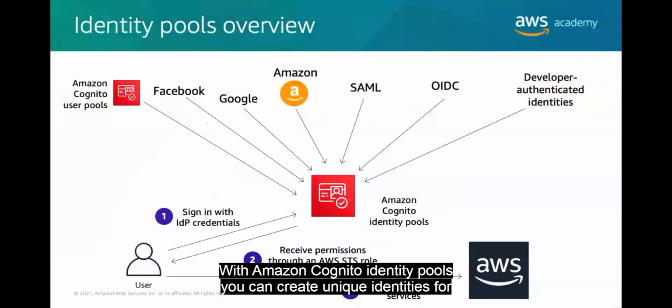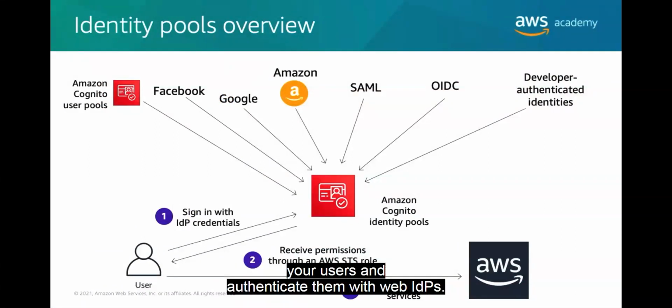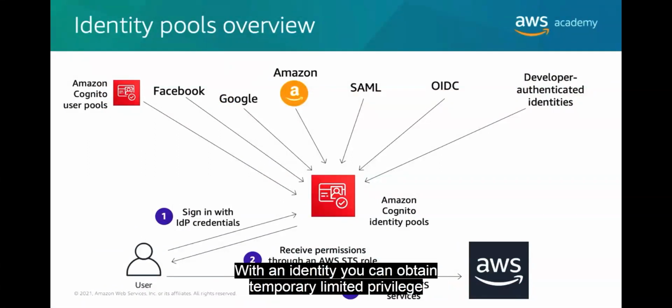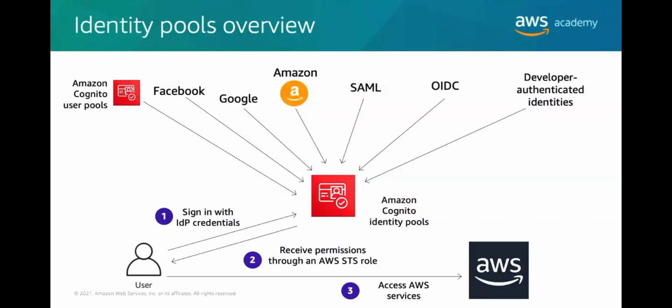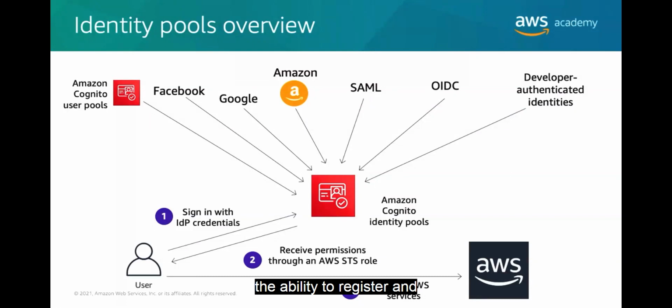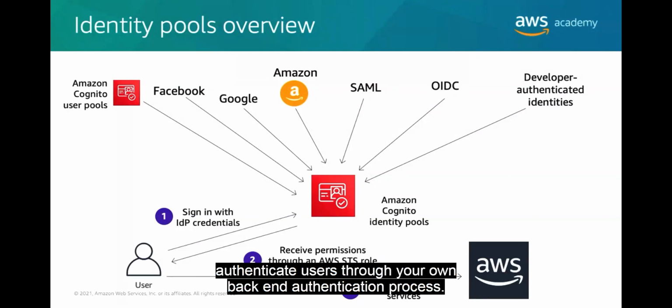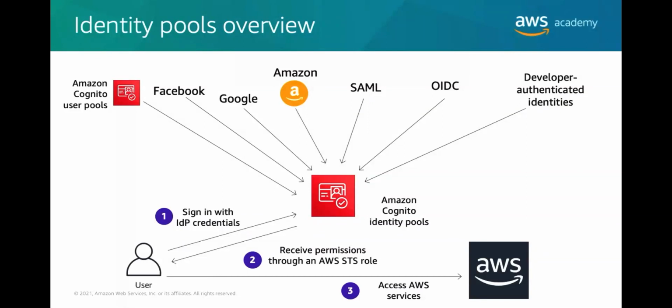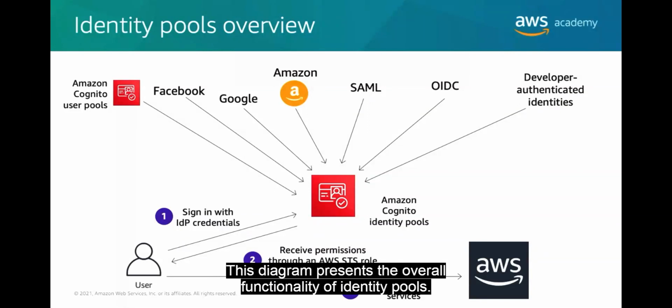With Amazon Cognito identity pools, you can create unique identities for your users and authenticate them with web IDPs. With an identity, you can obtain temporary, limited privilege AWS credentials through AWS STS to access other AWS services. Amazon Cognito also supports developer-authenticated identities, which provides the ability to register and authenticate users through your own back-end authentication process. This diagram presents the overall functionality of identity pools.